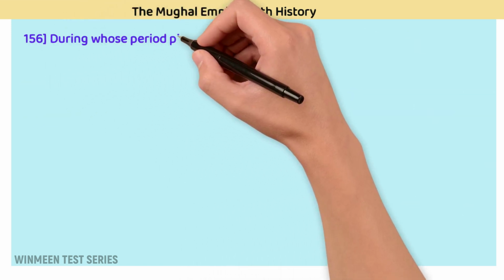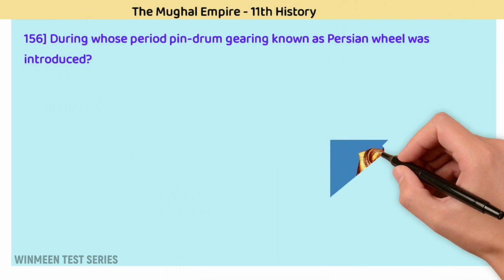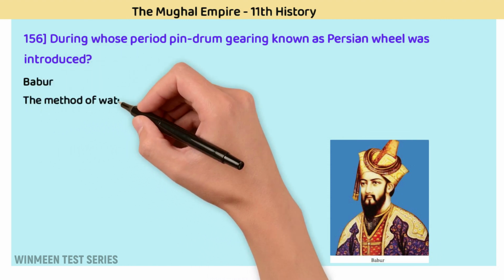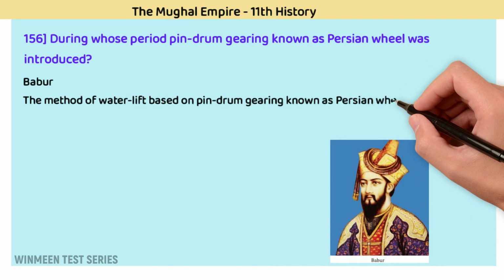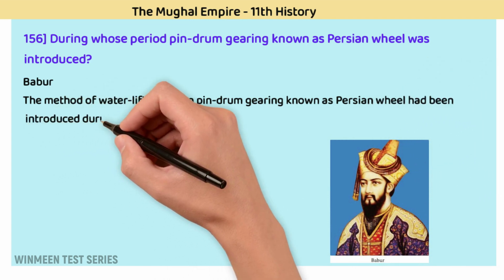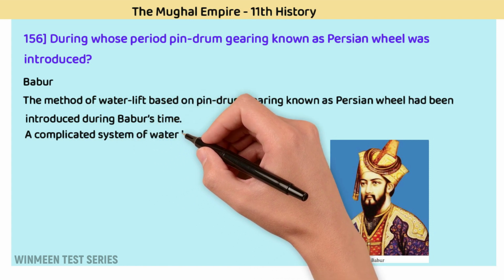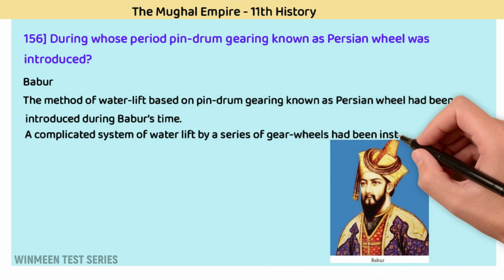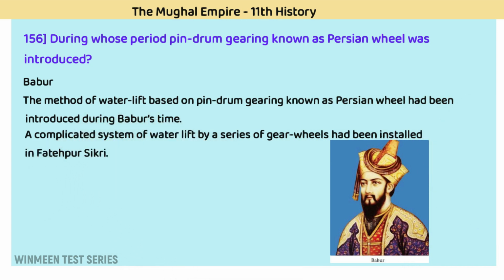Question number 156. During whose period was pin drum gearing known as the Persian wheel introduced? The answer is Babur. The method of water lift based on pin drum gearing known as the Persian wheel had been introduced during Babur's time. A complicated system of water lift by a series of gear wheels had been installed in Fatehpur Sikri.